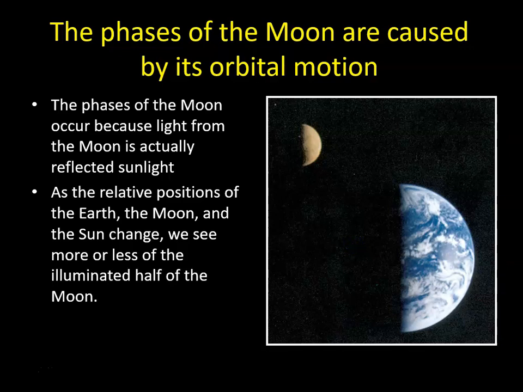The phases of the moon are caused by our moon's orbital motion around Earth. So our moon shines because of reflected sunlight. So if we keep in mind that our moon shines because of reflected sunlight, you realize that what we see is going to depend where our moon is in its orbit around Earth. In fact, I'll ask you this question right now.